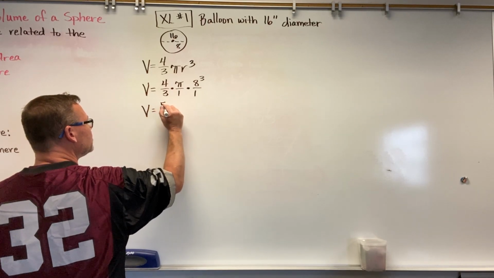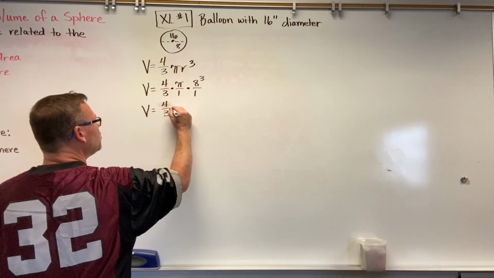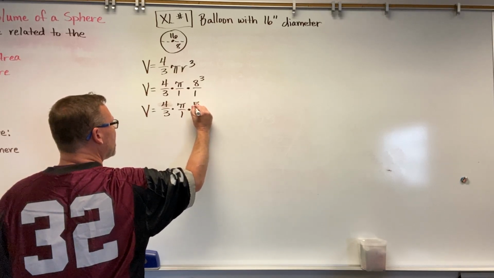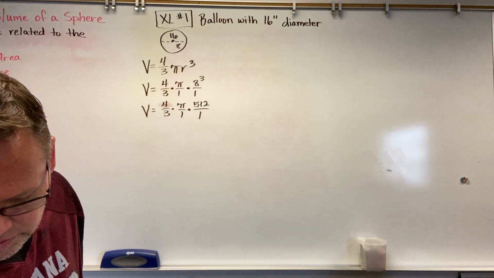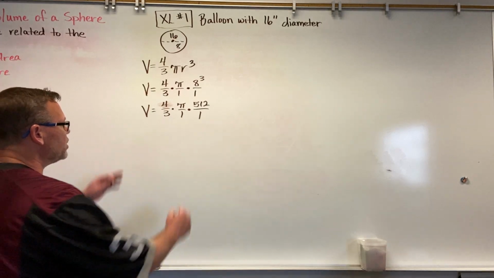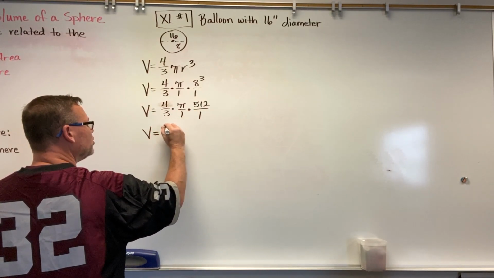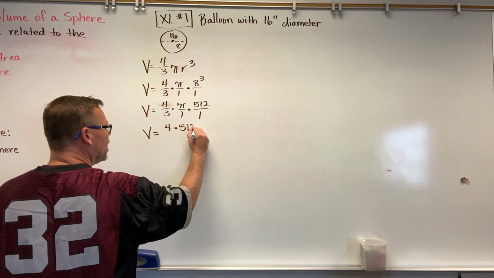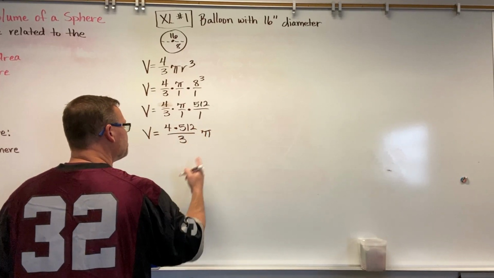Now, when we do this, we're actually going to cube it. So 4/3 multiplied by pi over 1, and 8 cubed is 512 over 1. Let me make sure that's correct. Yes, it is 512 over 1. Now what we're going to do is combine the numbers. In other words, volume equals 4 multiplied by 512 over 3, times pi over 1.